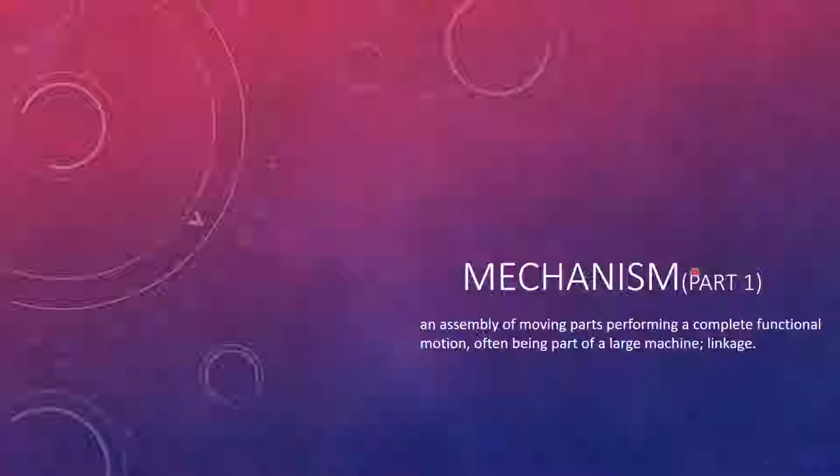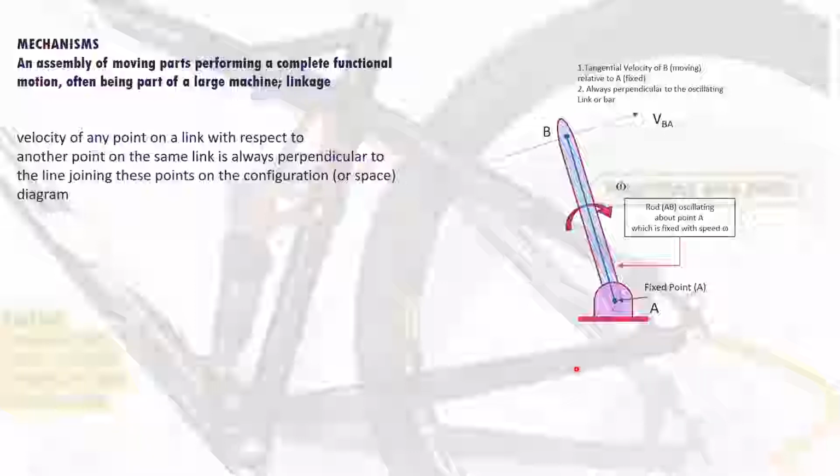Now, mechanisms, part 1. What is a mechanism? It is an assembly of moving parts performing a complete functional motion, and often being part of a larger machine, and sometimes is known as linkages. When you refer to this chapter, we will only be using the graphical or drawing method instead of using the cross product. Those you will learn in your further studies.